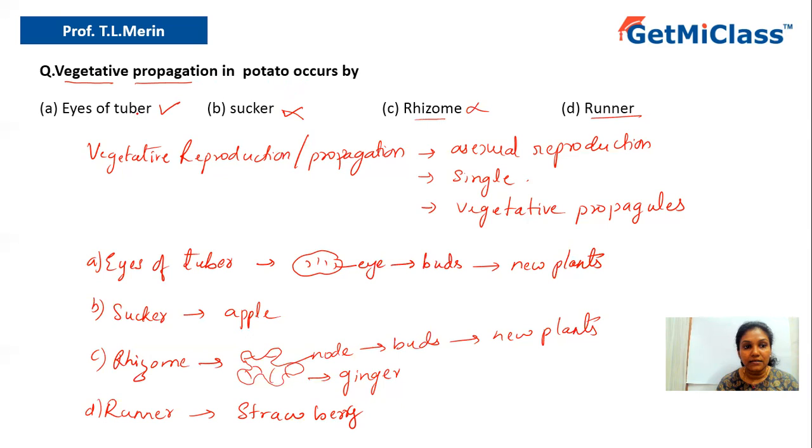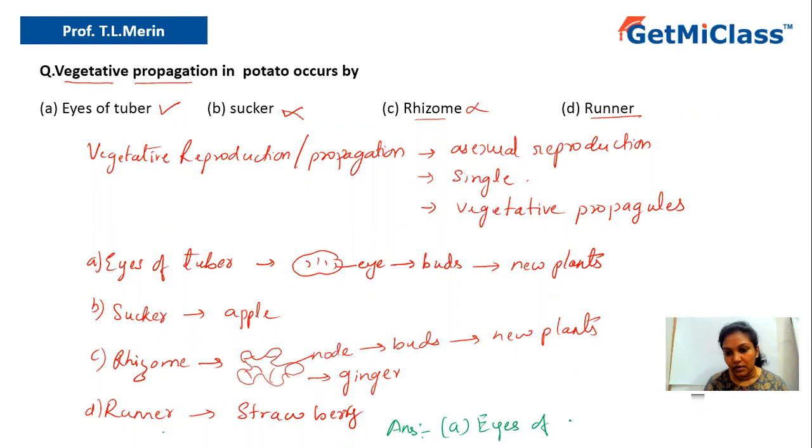So what is the correct answer? The correct answer is eyes of tuber. So let us conclude. The answer is option A, that is eyes of tuber. Eyes of tuber are used for the production of genetically identical organisms by the process called vegetative propagation. I hope you understood the explanation. Thank you, everyone.